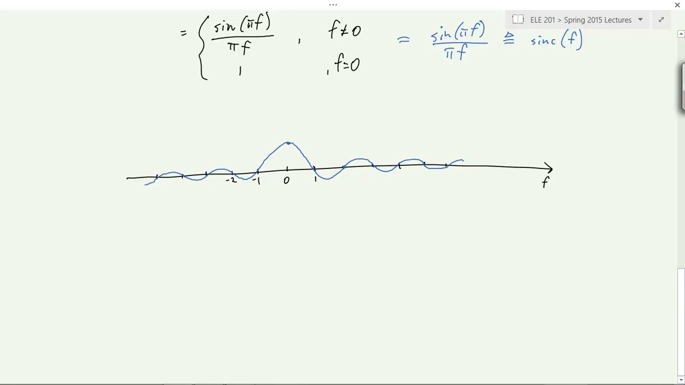So these 0 crossings are kind of nice. The sinc is actually a very well-behaved function in the sense that it's easy to remember what it does. It crosses 0 at every integer. It's this wave-looking thing. Okay? So put a 1 here. Okay. So that's sinc of f. Sometimes we'll also look at sinc of t. Same thing in the time domain. So this is the Fourier transform of rect of t. All right.